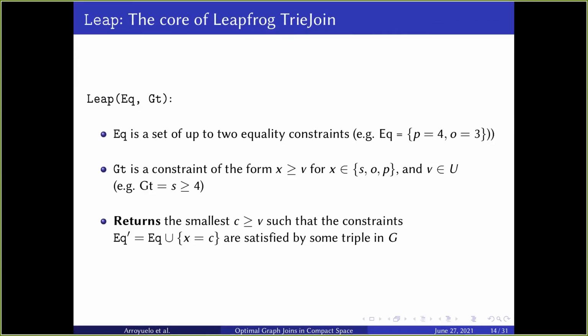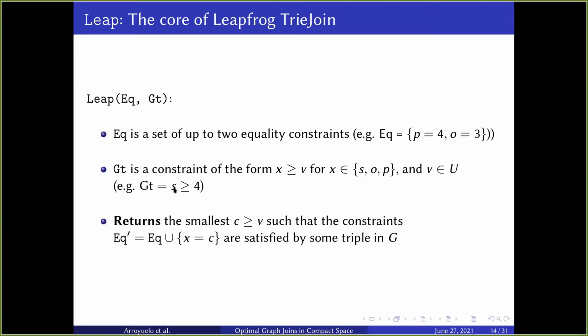In this leap operation, you are given a set of equality constraints. Say, for instance, the predicate is 4 and the object is 3, and a greater-than constraint of the form x is at least v for some x, which is a variable name referring to the subject, the object, or the predicate, and v is a value of the universe.